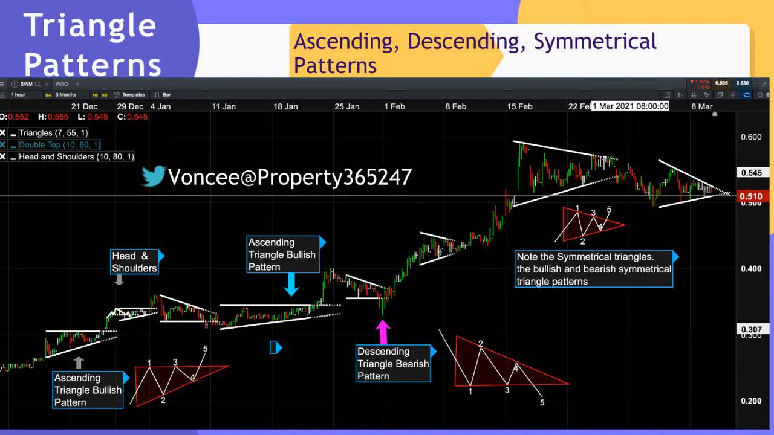So I've drawn some descending triangle bearish patterns there. You can also see some symmetrical triangles, and one of them I can see is a bullish one, and then there's another bearish one. As you can see, the symmetrical triangle pattern can go either way, up or down, depending on what happens when the buyers and sellers fight. Always remember, these charts are all about buyers and sellers fighting all the time. So don't complicate it. It will be easier that way.